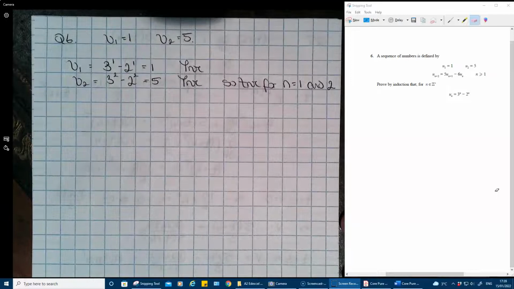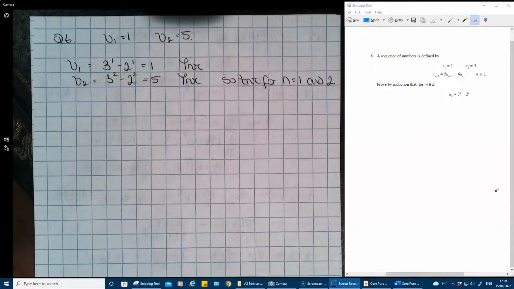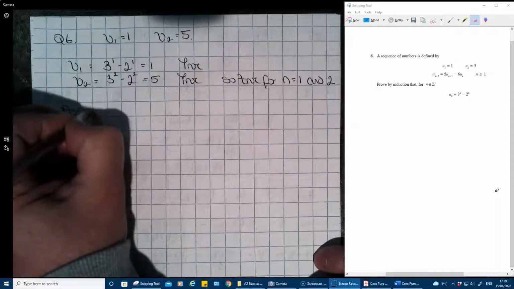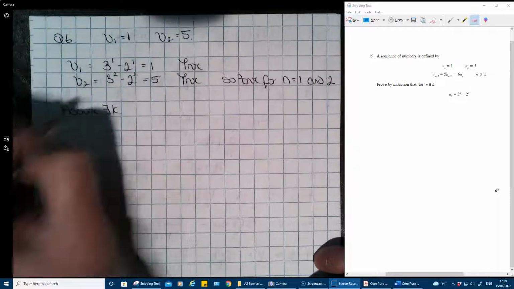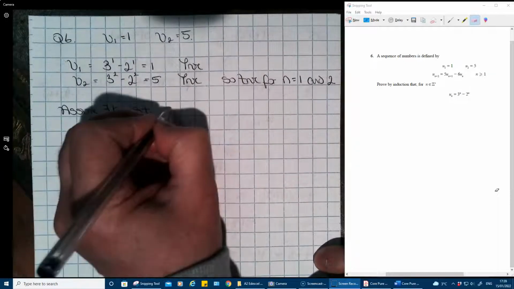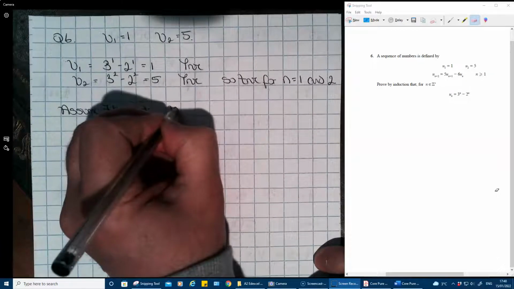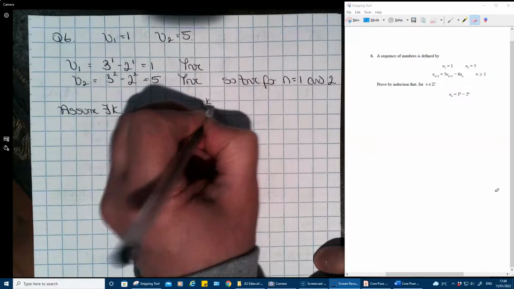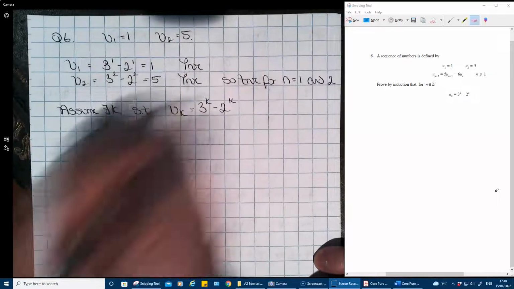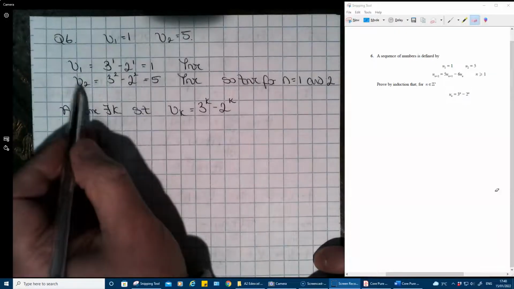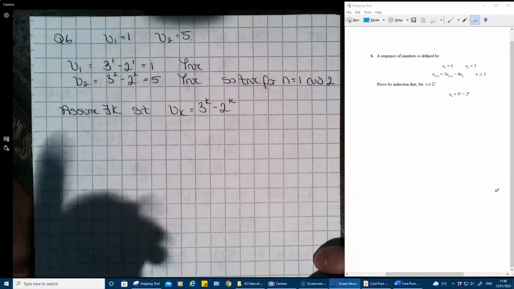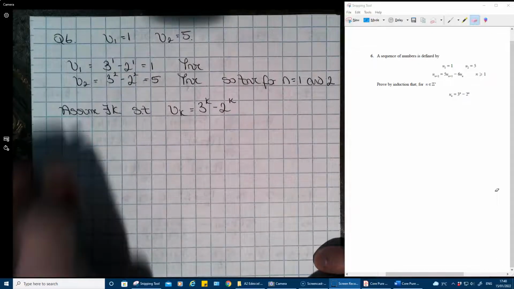Okay, so with true proved at start, initially it works. It works for the two values we've got. Now we're going to assume there exists a k such that uk equals 3 to the k, take away 2 to the k. Now clearly we know there's a k because k is 1 and k is 2 works, but we're now going to show that it also works for uk plus 1.